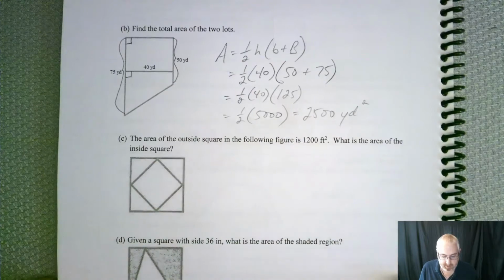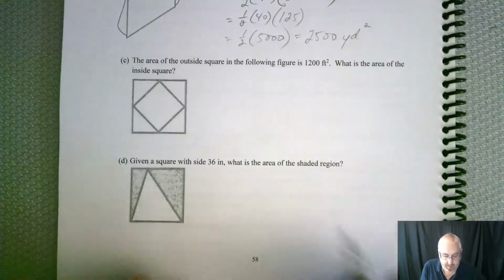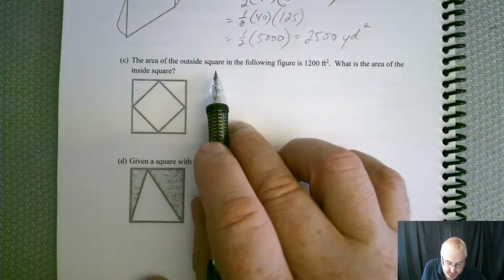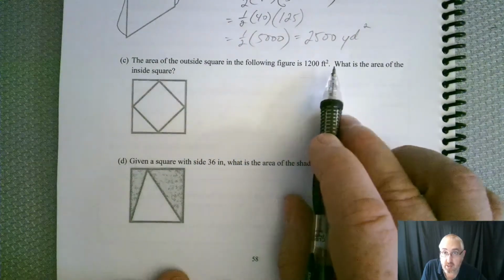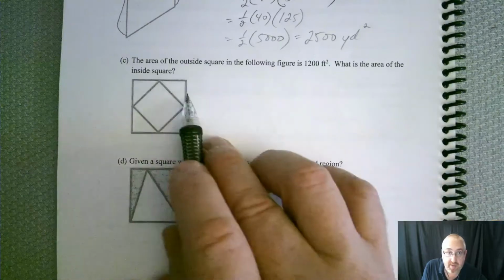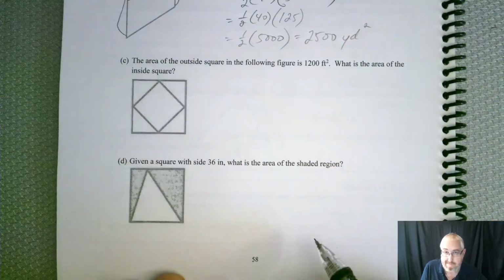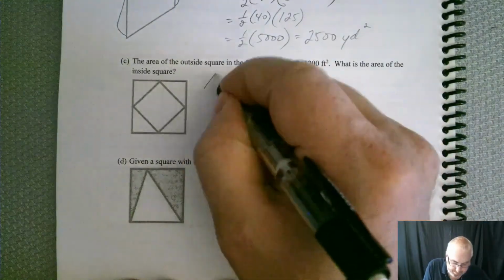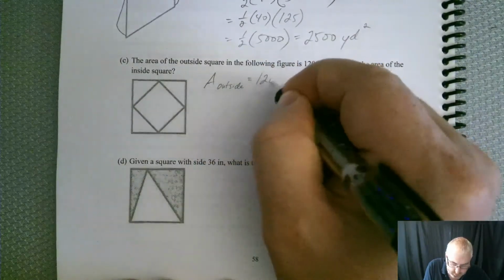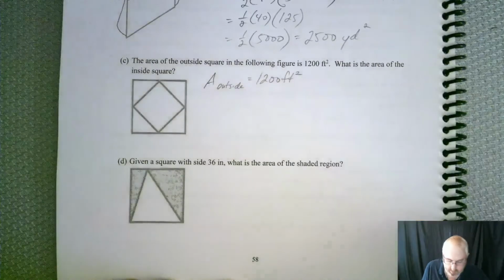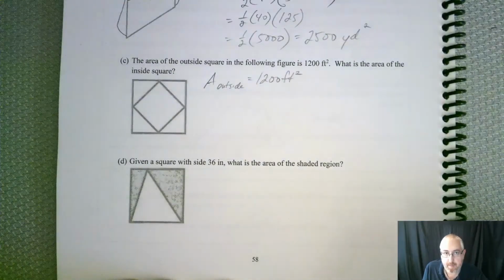Let's take a look at the next one. The area of the outside square in the following figure is 1,200 feet squared. What is the area of the inside square? So the area of the outside is equal to 1,200 square feet. What's the area of the inside?